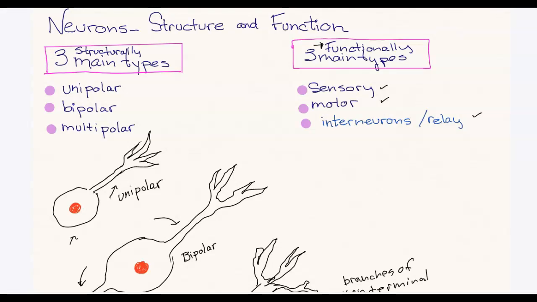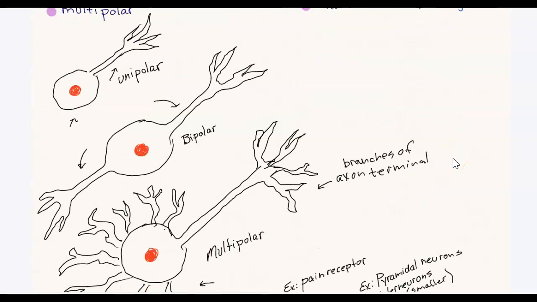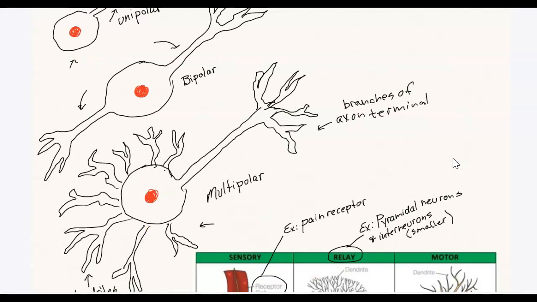Let's take a look at neurons again, their structure and function, and at least where this is a little elaboration on what we did the other day. So this part here is the same. These are just different ways to classify neurons. We can look at them by their structural differences. We can look at what they do functionally. And so we went through unipolar, bipolar, and multipolar neurons as examples.